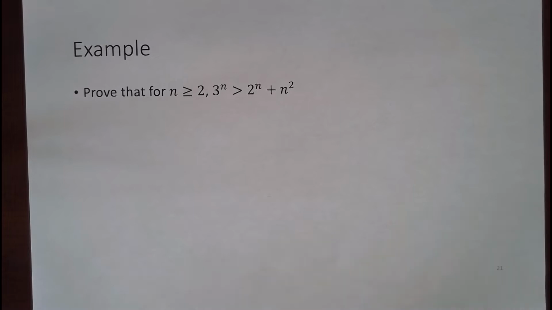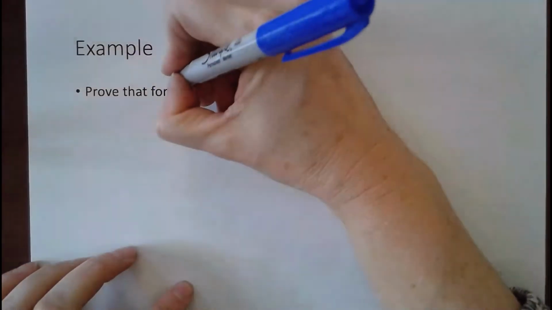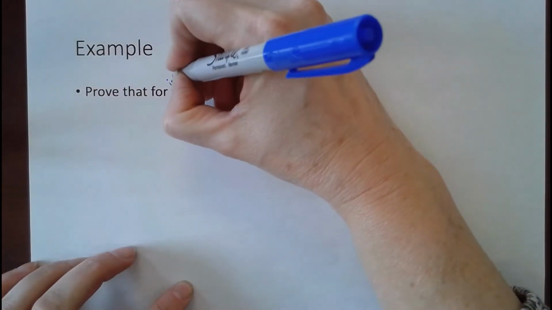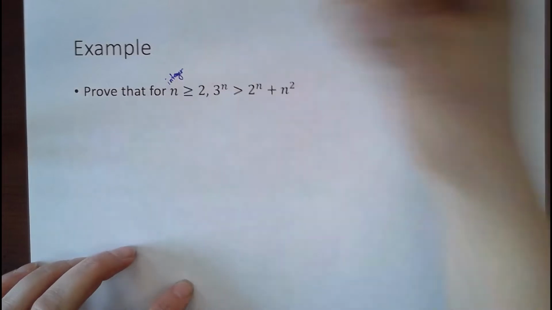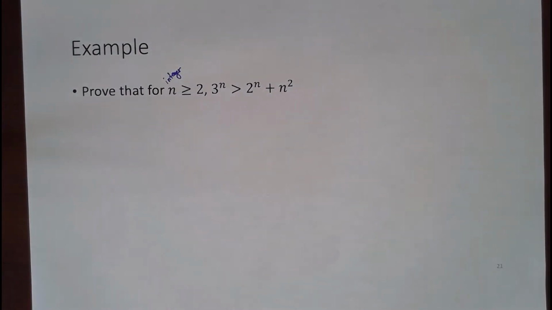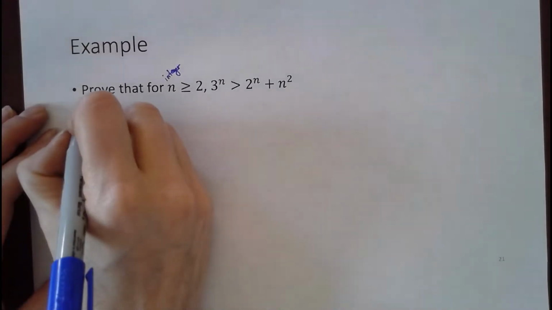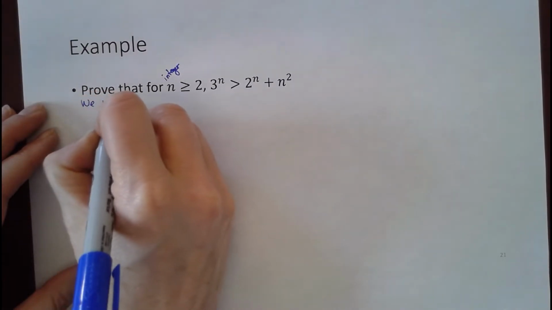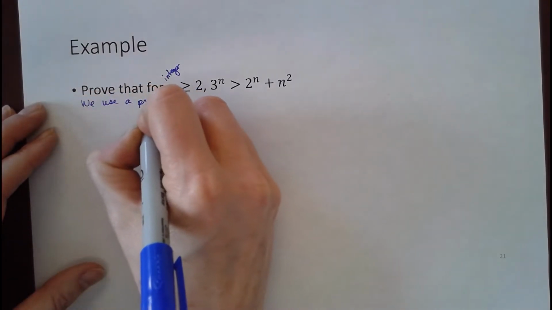Okay, so we are still doing proof by induction. So this one, we want to prove that for any integer n greater than or equal to 2, that 3 to the n is greater than 2 to the n plus n squared. Okay, so let's just go ahead and say we use a proof by induction.